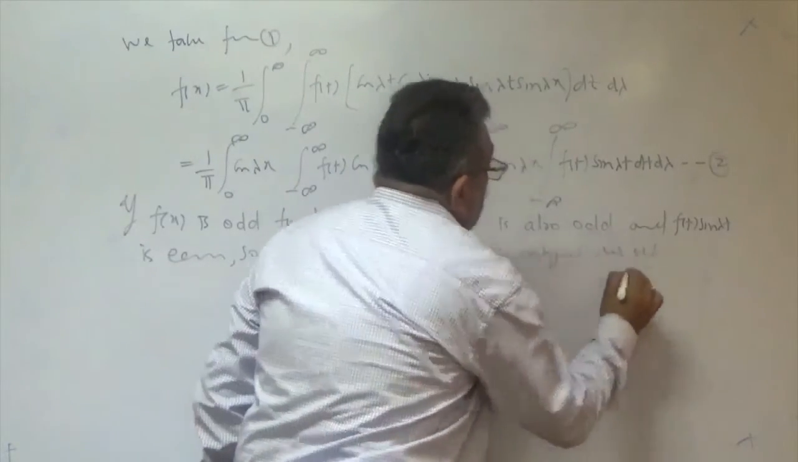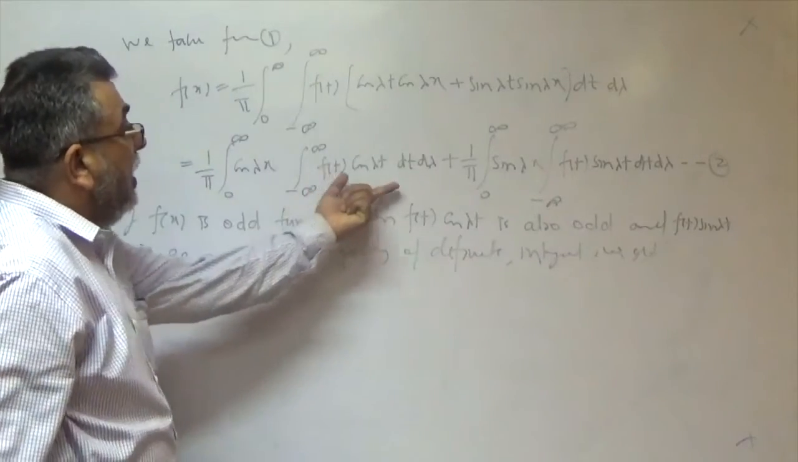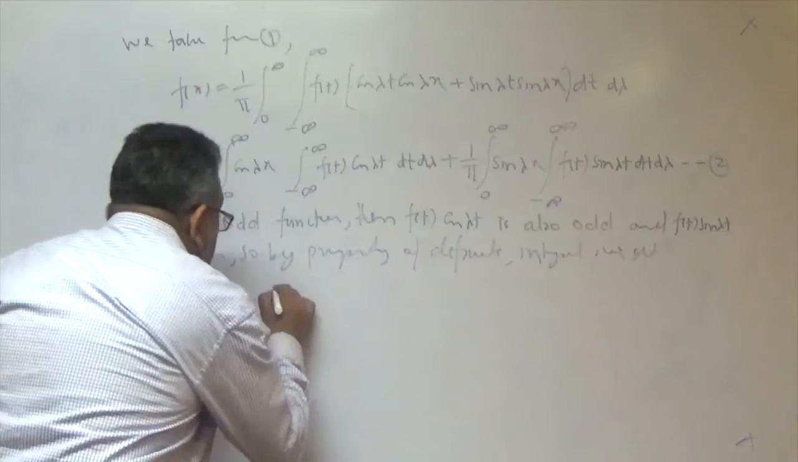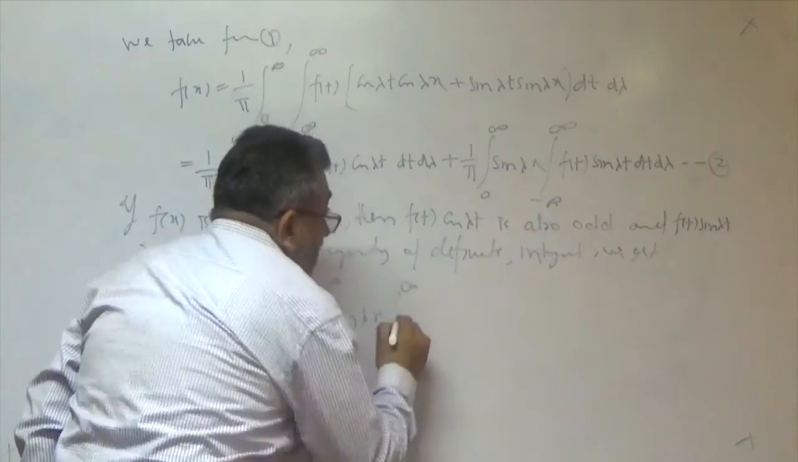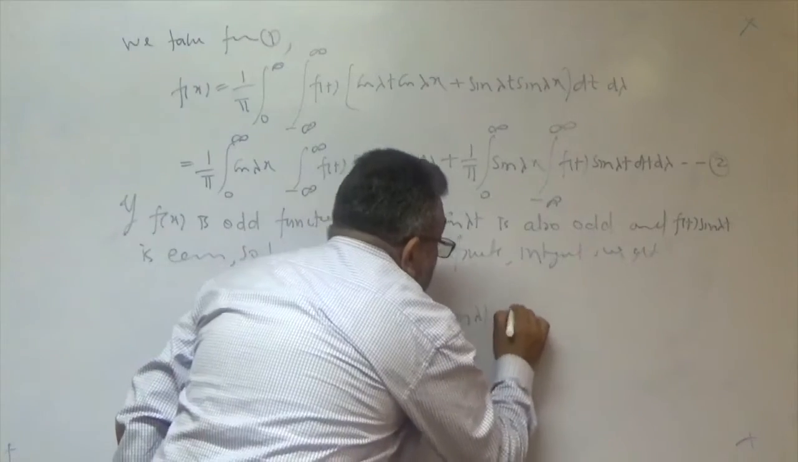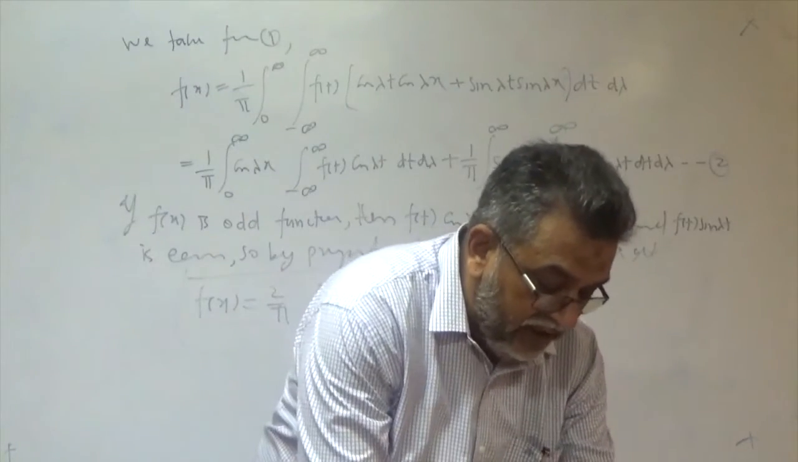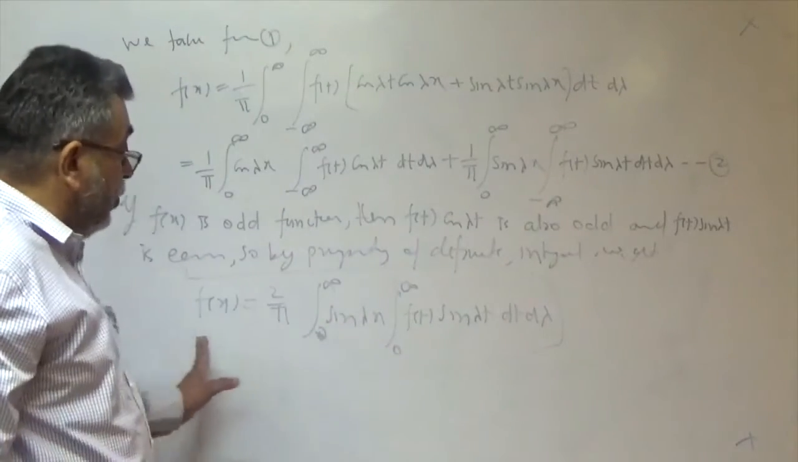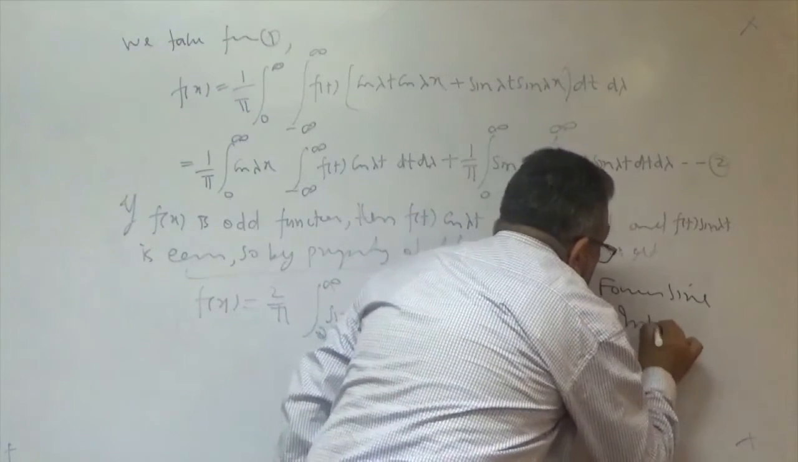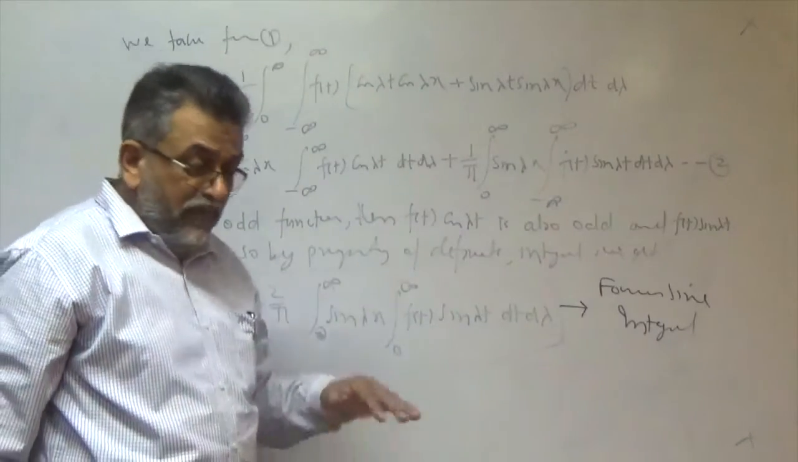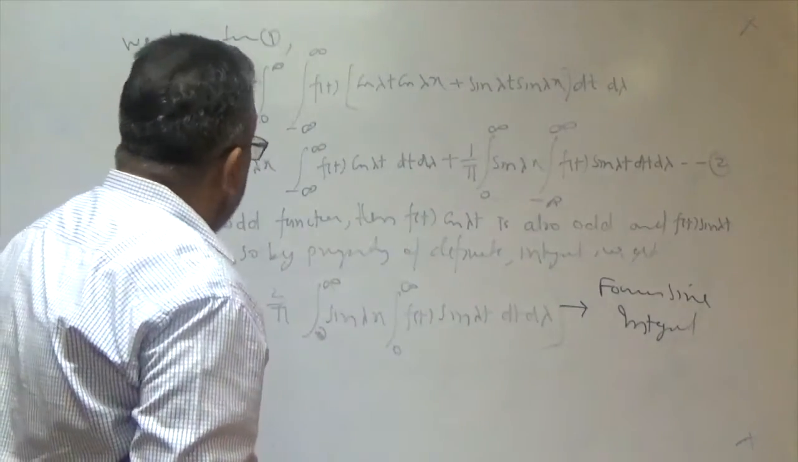we get f(x) equal to: the integral from minus infinity is an odd function, so it becomes 0, and the other is 2 times, so we get 2 upon pi, integral 0 to infinity, sin lambda x, integral 0 to infinity f(t) sin lambda t dt d lambda. This is known as the Fourier sine integral, and by this formula you can solve some typical improper integrals very easily. If f(x) is even, similarly.